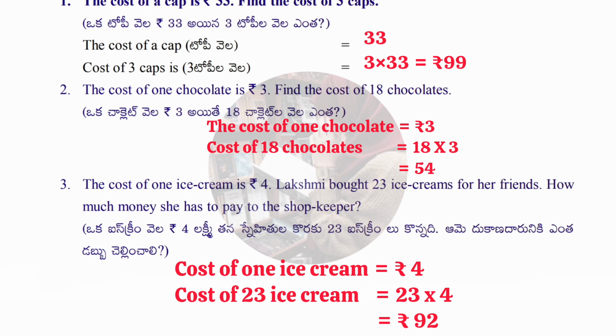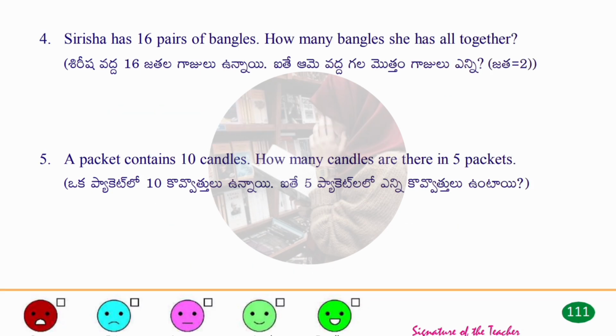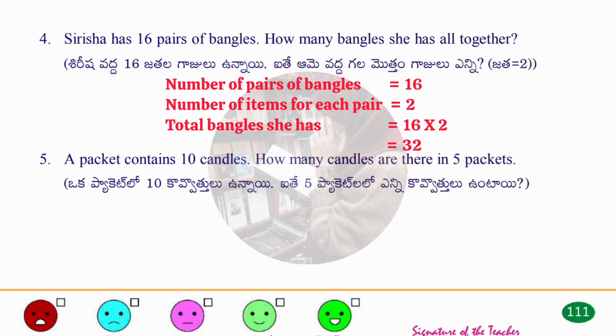Let's move on to the fourth question, which is Sirisha has 16 pairs of bangles. How many bangles does she have altogether? Let's see the answer. How many pairs does Sirisha have? Number of pairs of bangles equal to 16. So in a pair, how many items will be there? In a pair we have 2 items. Write down number of items for each pair is 2. So we have to find the total number of bangles Sirisha has. Total bangles she has is 16 multiplied by 2. So 2 6s 12. 1 carry forward, write down 2. 2 1s 2. 2 plus 1 is 3. So 32 bangles Sirisha has.